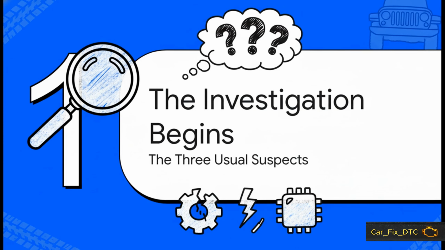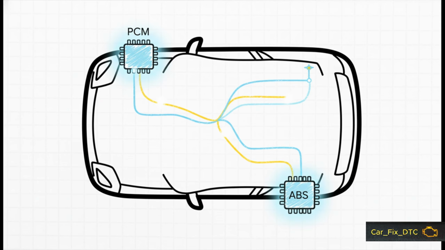Okay, so we know what the problem is. It's a breakdown in communication. Now we've got to figure out why, and this is where the fun starts. We're about to launch an investigation, and like any good mystery, we've got 3 usual suspects that we need to check out. Our first suspect is something called the CAN C-bus circuit.